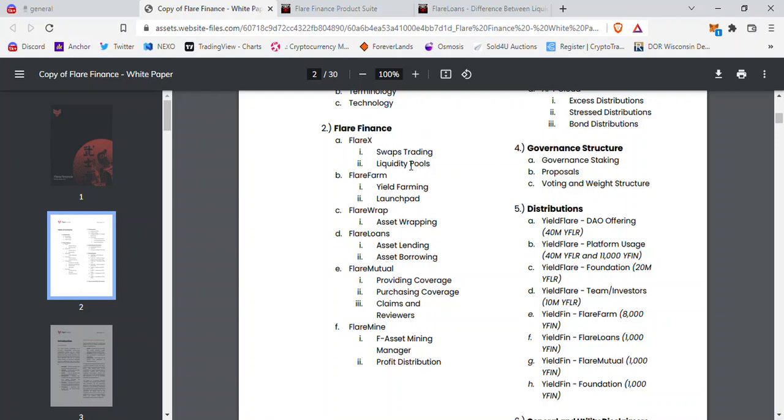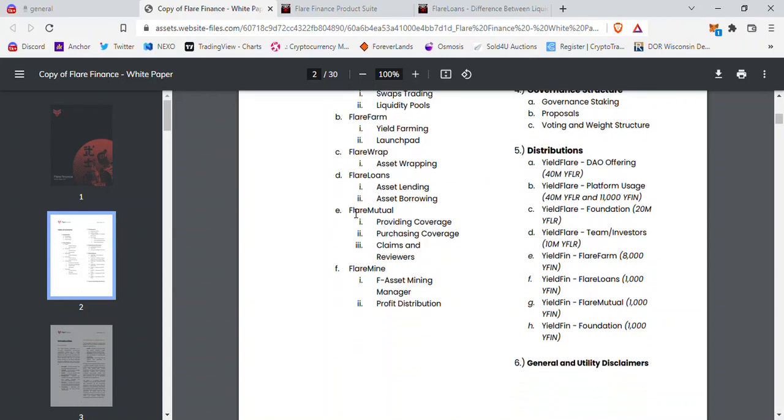This is the fourth part, the fourth protocol of the six that we're covering on Flare Finance. So in the past three videos of this week, we covered FlareX, FlareFarm, and flarewrap. Today we're covering FlareLoans. And in the coming 2 days, we'll be covering Flare Mutual and FlareMine.